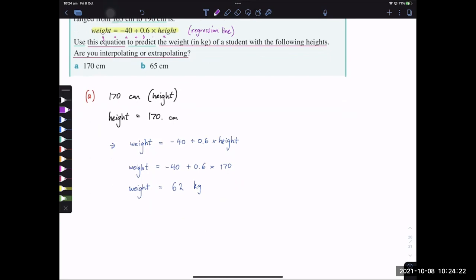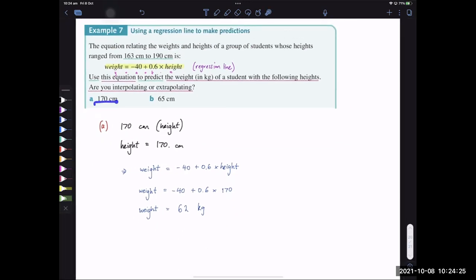So having a look here, with this 170 centimeters, are we interpolating or are we extrapolating? Are we looking within or are we looking outside the values that have been given? Inside. Interpolation. Between 163 and 190. And the value we've been given is 170. That's correct. So you can see here that if the person is 170, that lies within that. So we are interpolating.